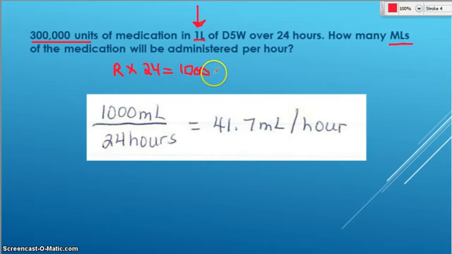And we're going to divide both sides by 24, because that's what's with the letter R. When we take 1,000 and divide it by 24 in our calculator, we're going to get 41.7, and I rounded to the nearest tenth, milliliters per hour.